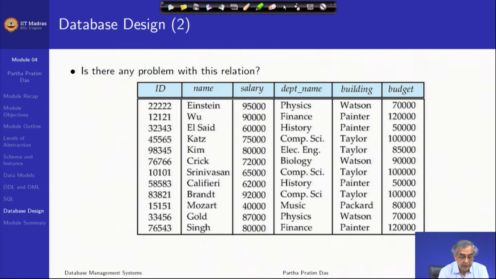This is a relation which has an extension of the instructor table. Instructor table had ID, name, salary and department name, and department table had department name, building and budget. What have we done? We have put all this together. Instead of having two tables, we have made it into one table. The question is, is it good? If it is good, then why did we show separate tables? If it is not good, why is it not good?